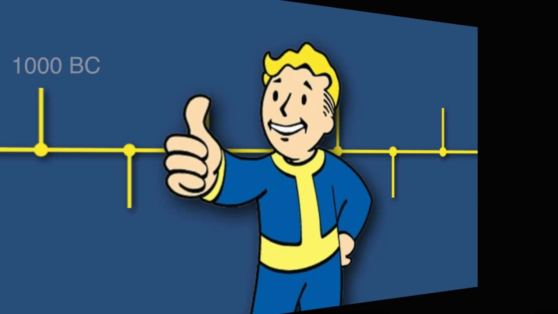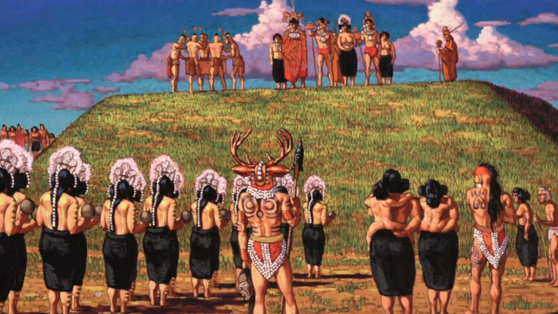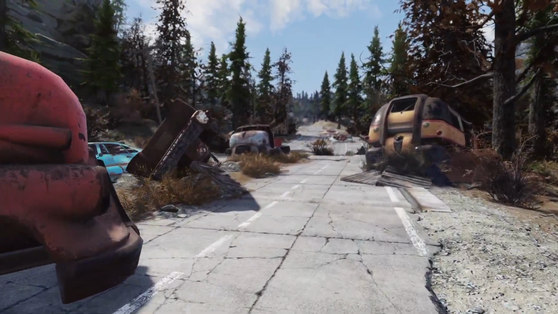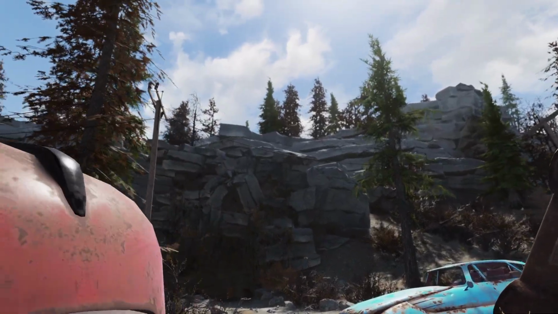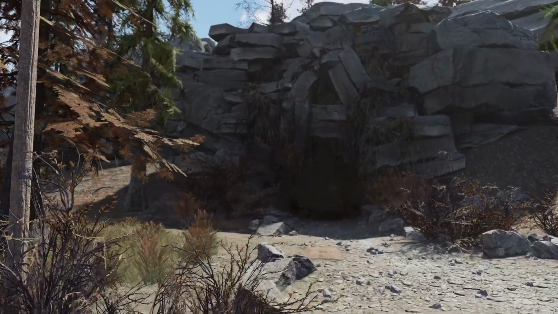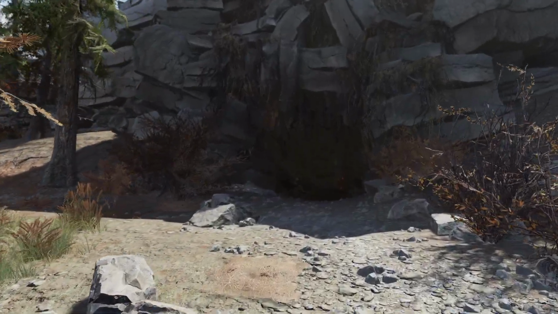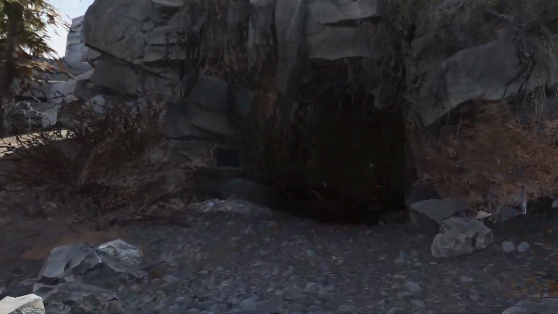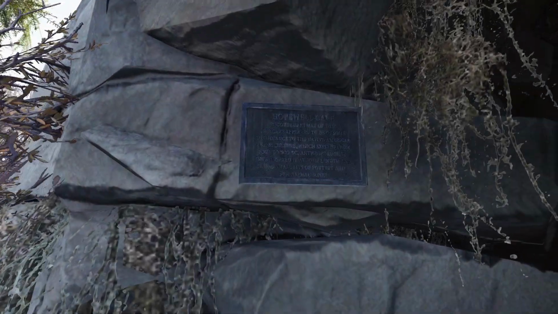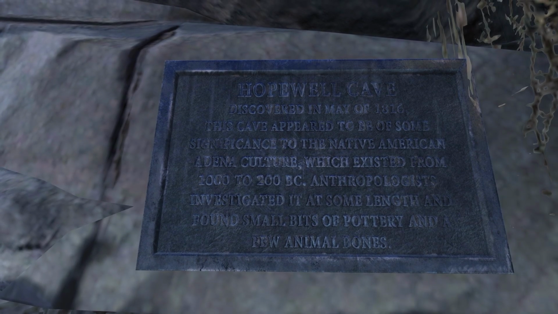This date coincides with the beginning of the Adena Native American culture. This reference comes from Fallout 76, and as with all of these, I'm going to mention what the date is, what the event is, which game it shows up in, and then the source of this information. This information comes from a placard right at the front of the Hopewell Cave in Appalachia.